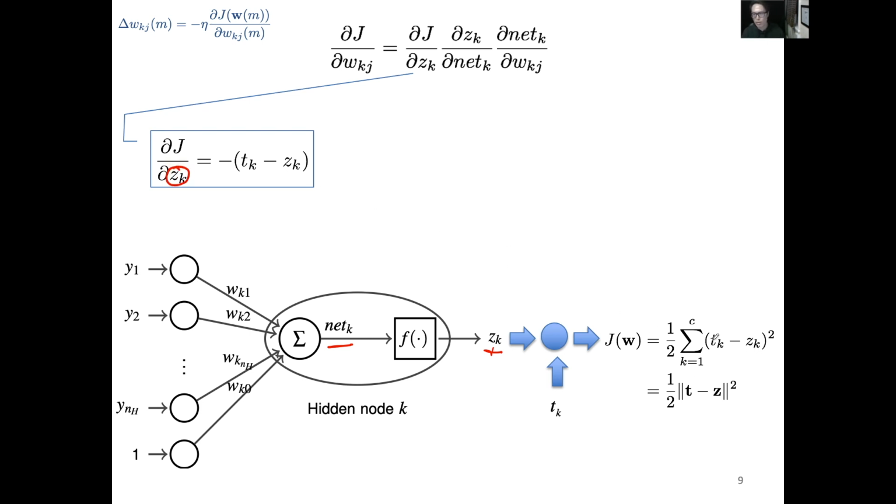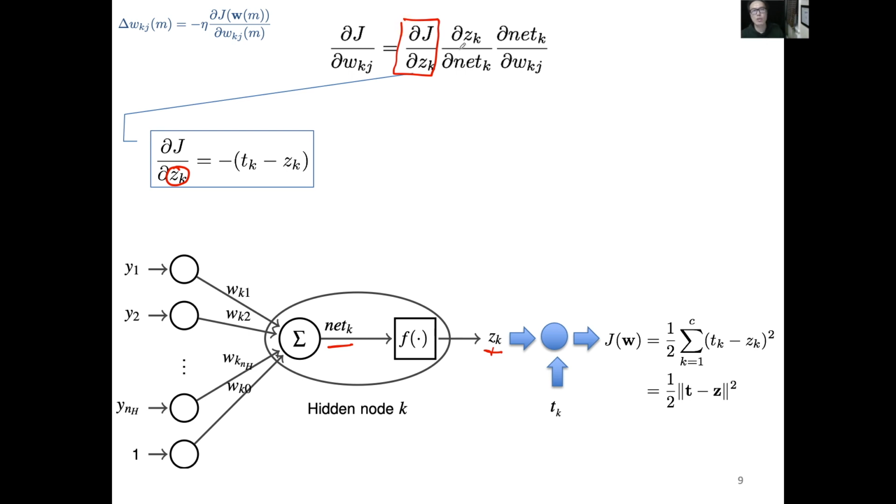So if we are going to look at a particular zk, then the only variable would be this zk. So dJ/dzk will give you this term. Yeah, so this term is well defined.